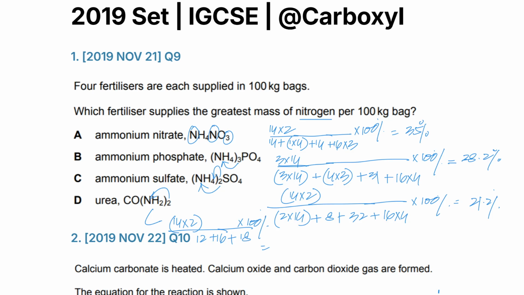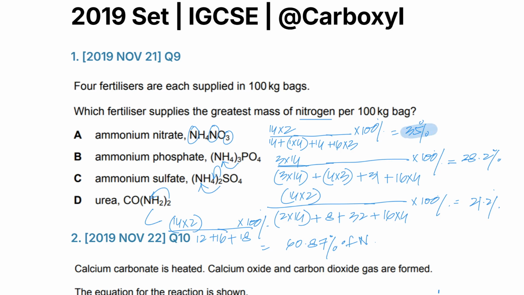What do I get? 14 times 2, so 28 divided by 12 plus 16 plus 18, and then multiplied by 100%. So you get 60.87% of nitrogen by mass. And now it says which one has the greatest mass of nitrogen.